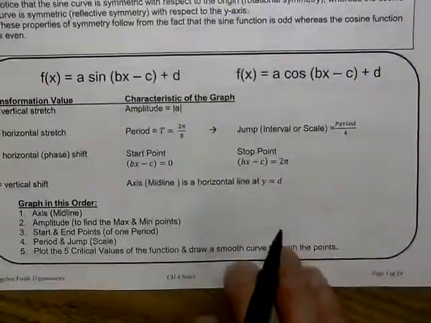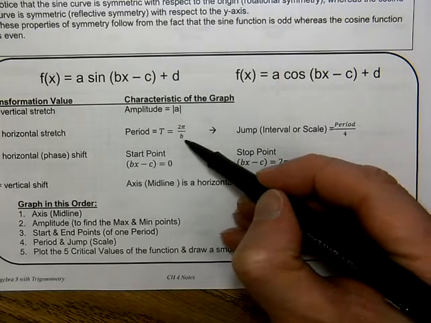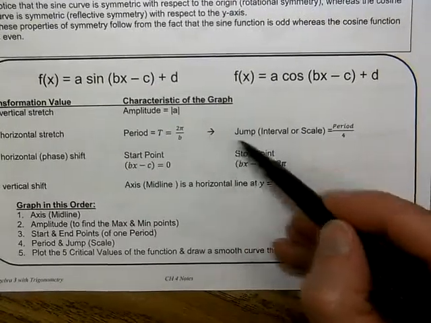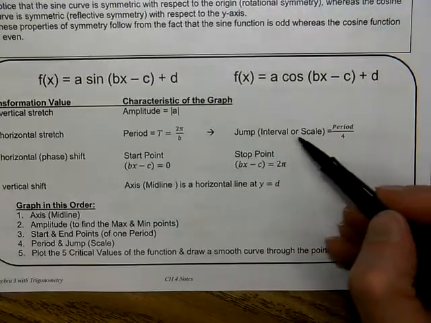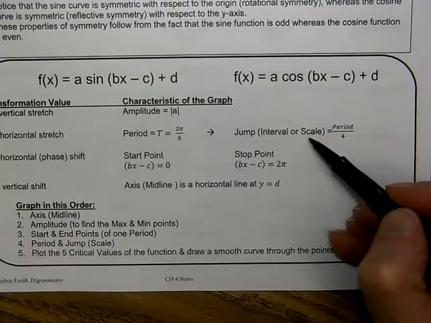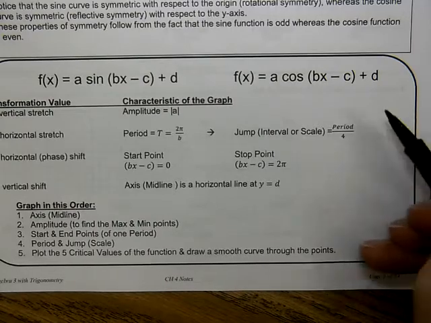So we calculate that by taking the 2 pi and dividing by b. That would be the period, the cycle length. Then we're going to take that result and find the jump, or the interval between those critical values, which will be the scale on our horizontal axis. So we take the period and divide it into 4 equal parts.